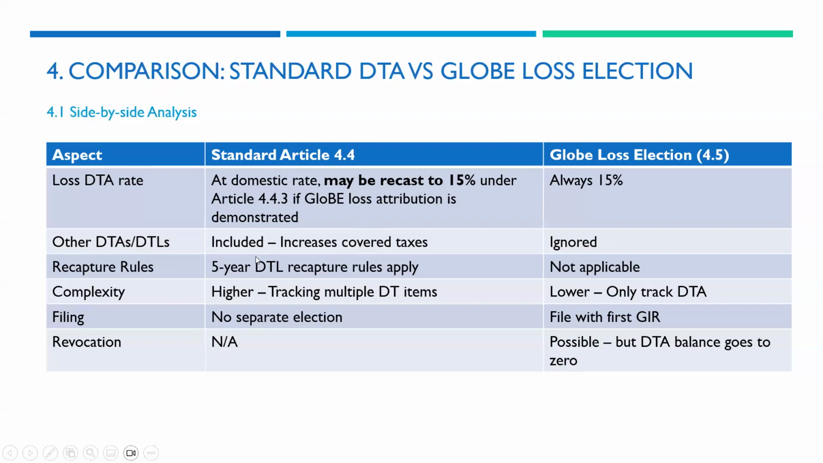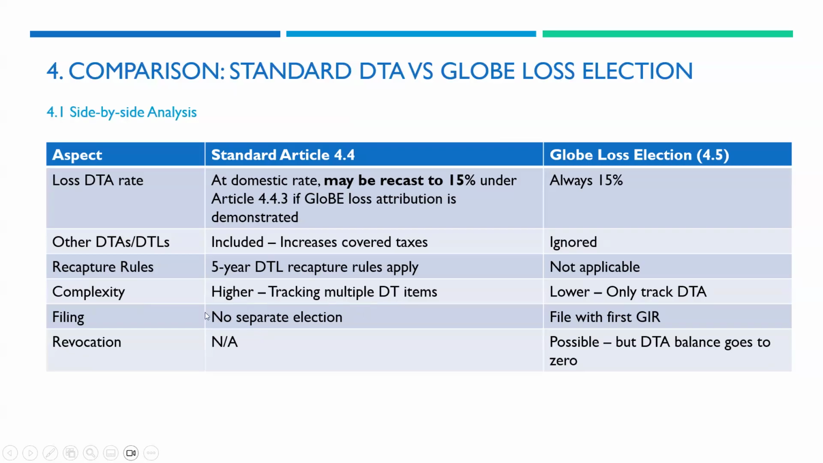So recapture rules will only apply in 4.4, the 5-year recapture rule. It is not applicable in 4.5. Complexity, it is very complex. 4.4 is extremely complex. You have a lot of recapture rules and others, but here it is only DTA, loss DTA only. No other deferred tax would be allowed here.